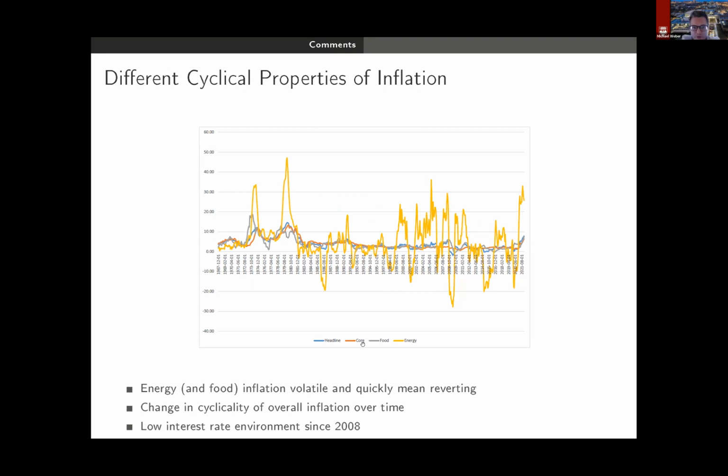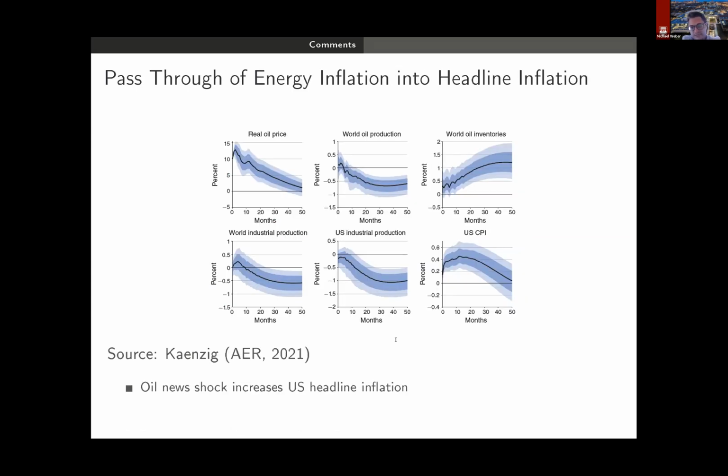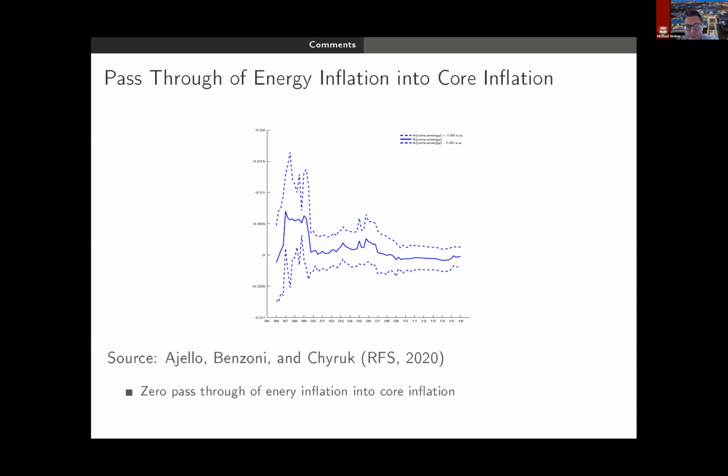If you compare core inflation in orange versus energy and food inflation, energy and food inflation is super volatile, quickly mean reverting, with very little predictive power for future inflationary pressure, which is the very reason that monetary policy doesn't tend to focus on it. Now, going back to what we should expect in terms of price of risk, this is from a nice paper by Diego Kensick, who was on the market this year, which shows an oil price shock impulse response. Oil prices go up, what happens to inflation in the US? There's a positive pass-through to overall inflation. But is there a pass-through into core inflation? The answer is pretty much no.